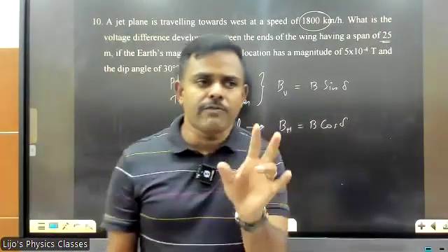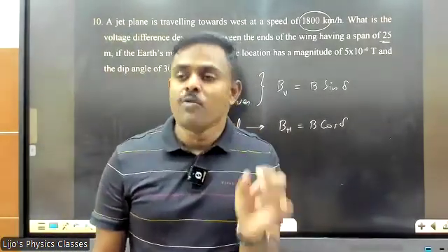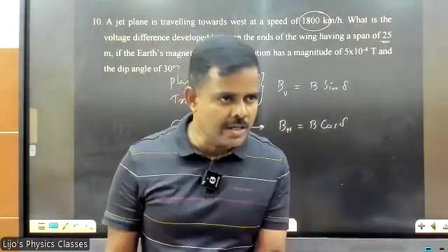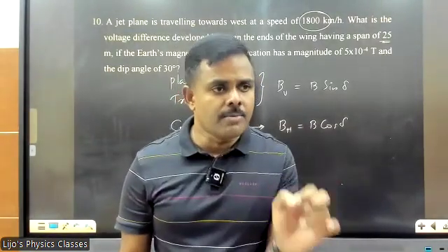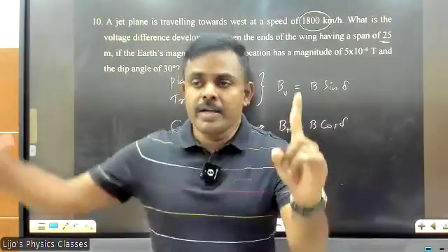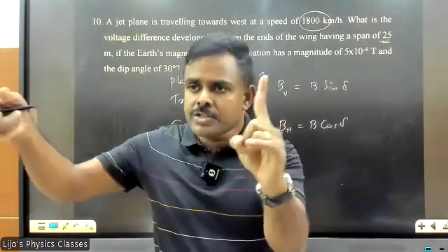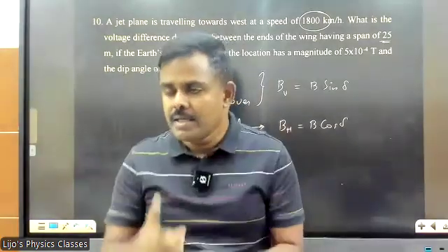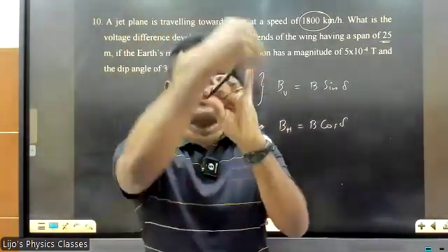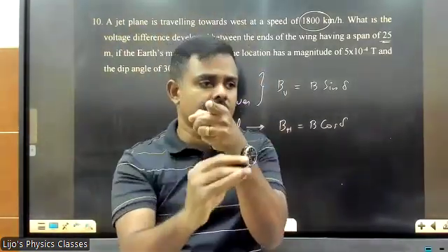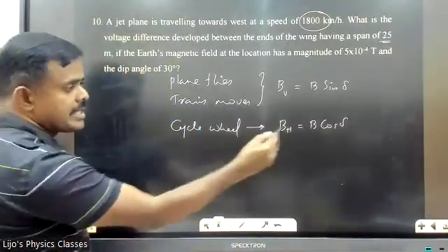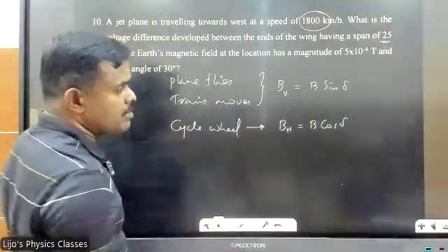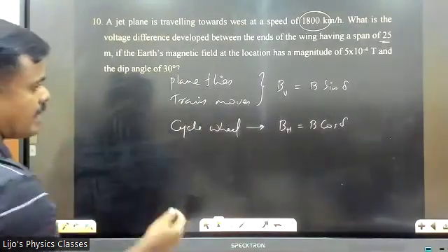See, Earth's magnetic field has two components. Which are they? Vertical component and horizontal component. When the plane flies or when the train moves, the vertical component is being cut. In the case of the cycle wheel, the spokes are intercepting the horizontal component. BH is equal to B cos delta. BV is equal to B sin delta. Let's get to the question now.